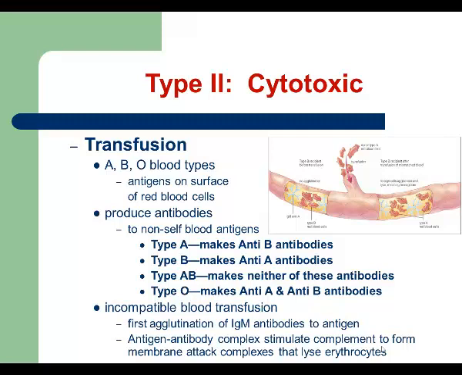And finally, type O blood, it means those people have no antigens on the surface of red blood cells and make anti-A and anti-B antibodies. And if a person with type O has Rh negative type of blood, that means that person can be called universal donor. So what is going to happen if we transfuse wrong type of blood to our patient?